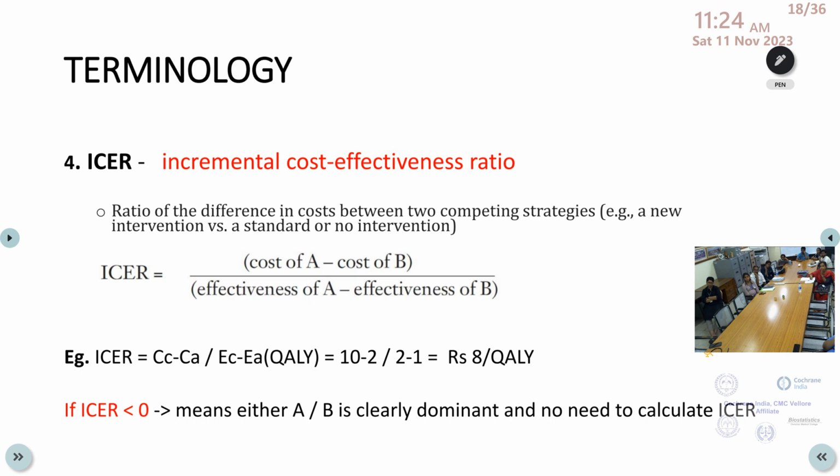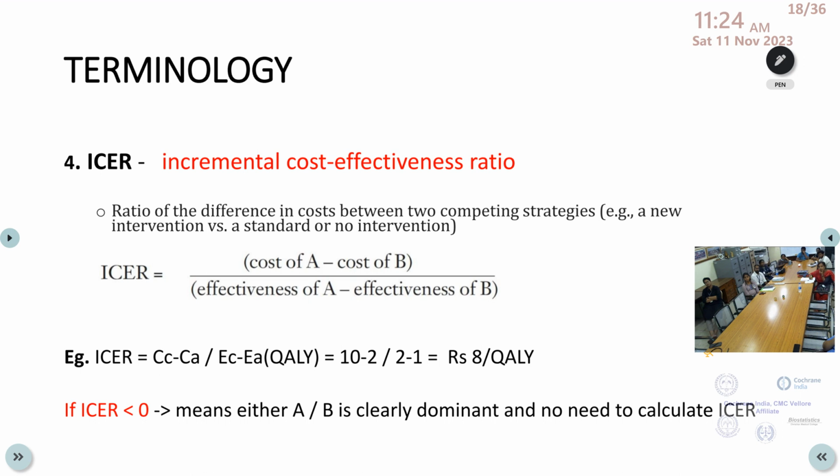Just one thing before coming to that: if an ICER is less than 0, it means either the numerator or the denominator is negative. That means either the cost of the intervention is cheaper, or the effectiveness of the intervention is less. I mean, one of the values is negative. So when you have this, it's a clear indication that either A or B is obviously dominant. So you would not need an ICER.